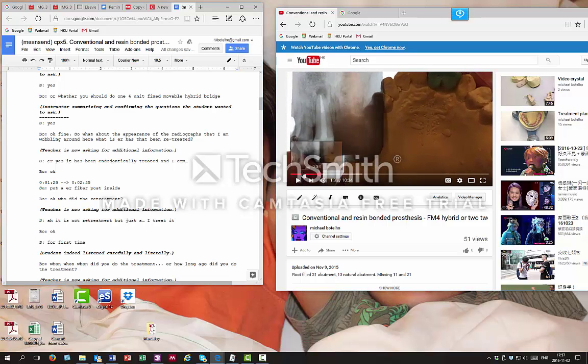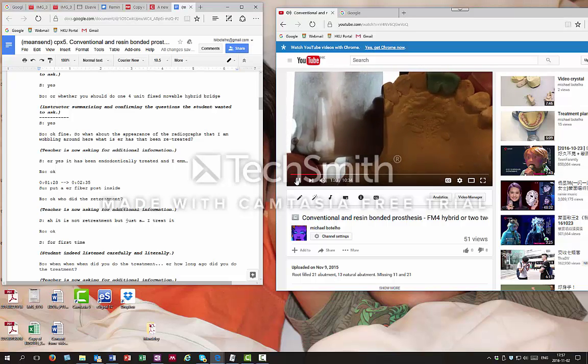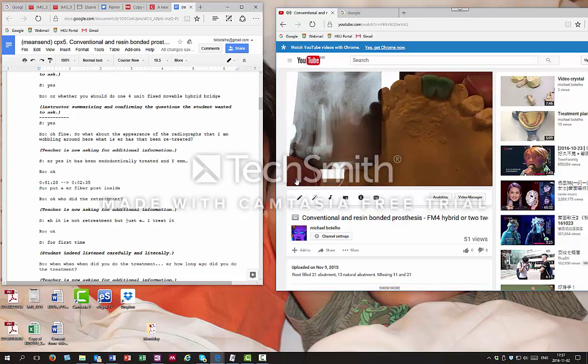Okay. So here what I'm doing is I'm clarifying what I can see on the X-ray. So I've asked them what treatment they've done before. Here I can see there's a radiolucent area, so I want to know whether this is getting better or getting worse. Retreatment? It is not retreatment, but just I treated.